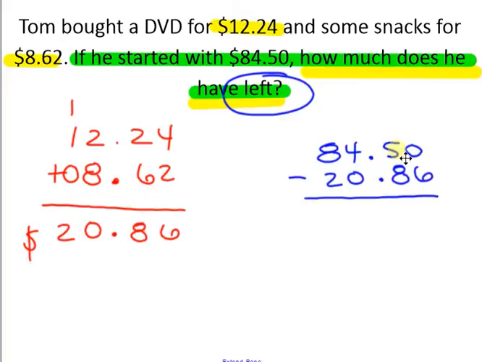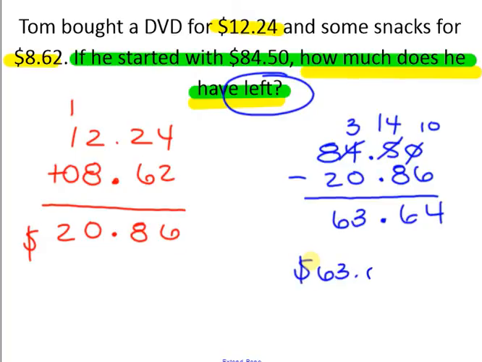Okay, now 0 minus 6, I can't do it, I need to borrow. So the 5 becomes a 4 and this 0 becomes a 10. 10 minus 6 is 4. 4 minus 8, can't do it, I need to borrow. The 4 becomes a 3 and this 4 becomes a 14. 14 minus 8 is 6. Bring down the decimal. 3 minus 0 is 3. 8 minus 2 is 6. So how much does he have left? $63.64.